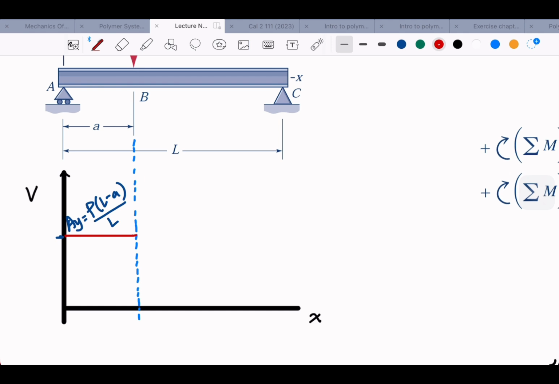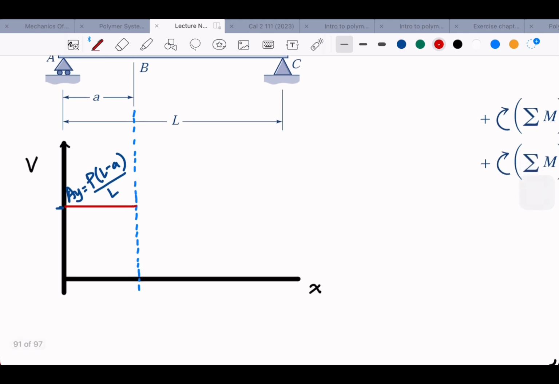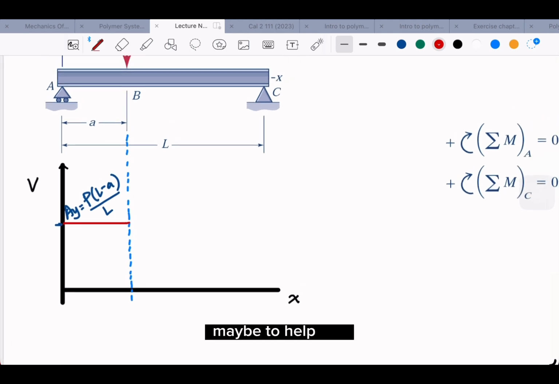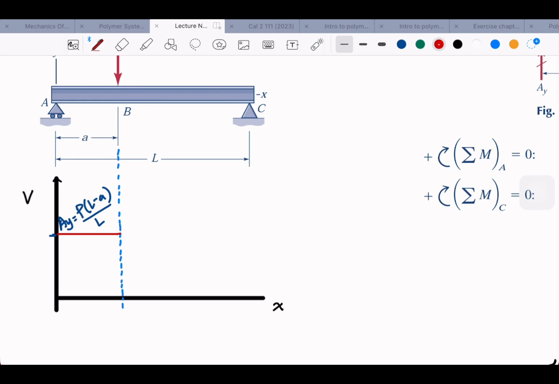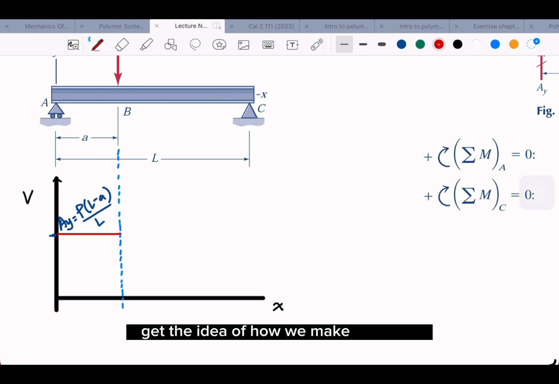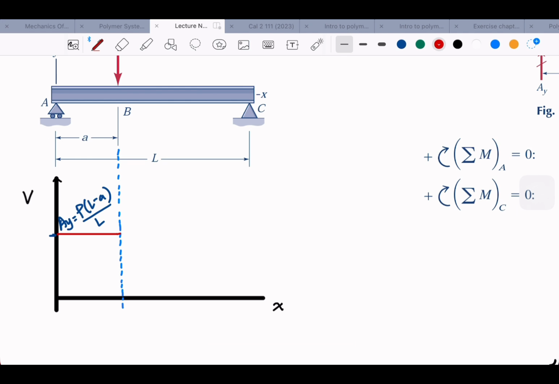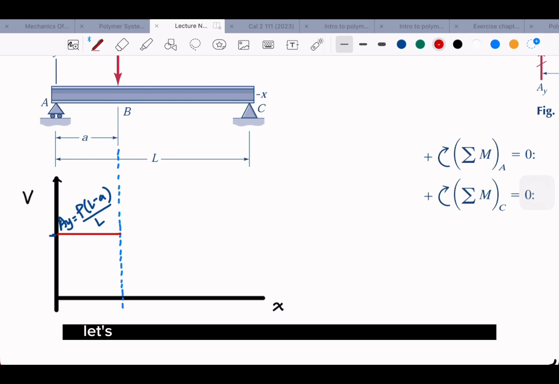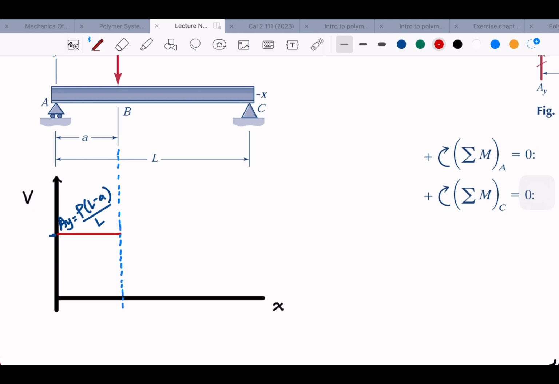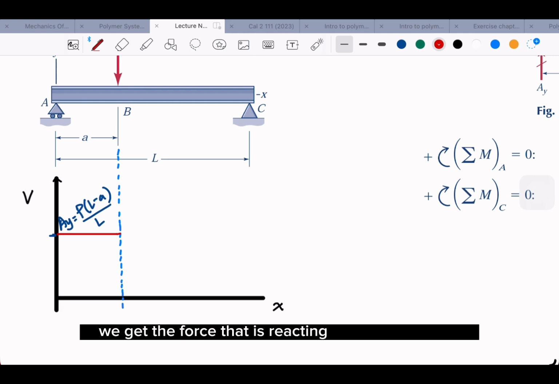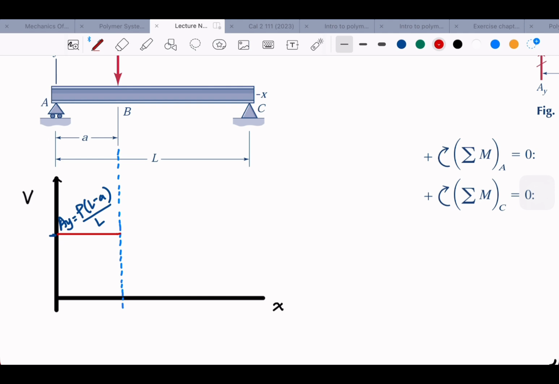And then what will happen? And also, maybe to help you get the idea of how we make sure that this is correct. All the forces, let's say we have forces going down and going up. Let's just make the one that goes down negative, and the one that goes up positive. I think that will be helpful. So remember, in A and C, we get the force that is reacting to the forces from the top, right? So it's going up, so it's positive.